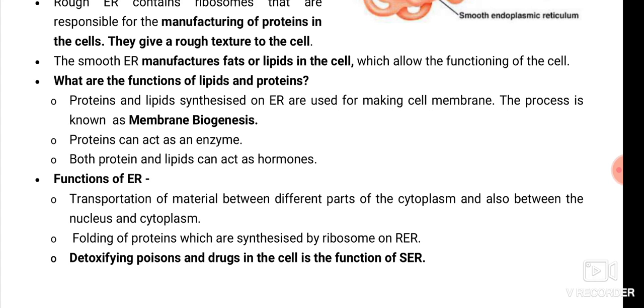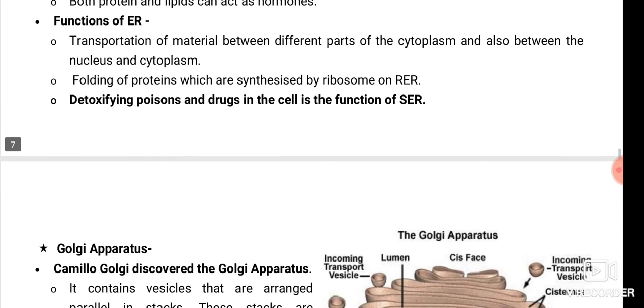Proteins can act as enzymes, and both proteins and lipids can act as hormones. Now, functions of endoplasmic reticulum: transportation of material between the different parts of the cytoplasm and also between the nucleus and cytoplasm. Help in folding of proteins synthesized by the ribosomes on the rough endoplasmic reticulum. And detoxifying poisons and drugs in the cell by the smooth endoplasmic reticulum. I hope students, you understand this concept.